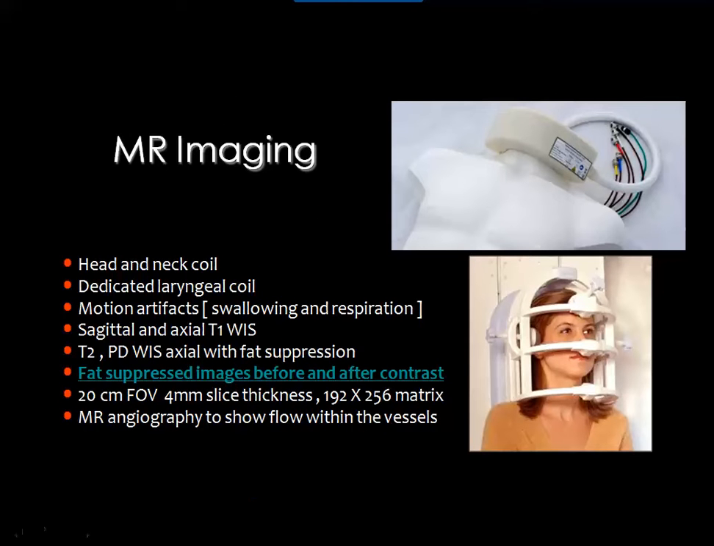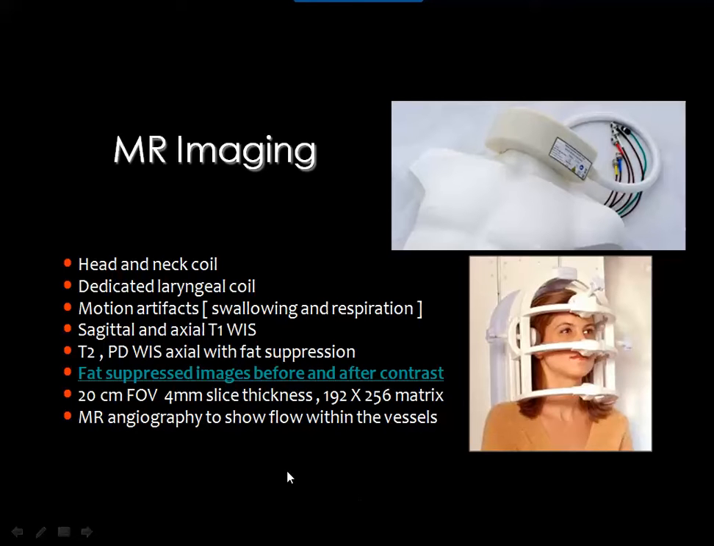By MRI, we use the head and neck coil. Sometimes we use a superficial coil which is dedicated for the larynx, and this is better for giving more laryngeal details. We use the T1 and T2 weighted images in the axial plane mainly. Then we should have sagittal and coronal scans, and if there is a lesion, we may have the fat suppressed images, especially before and after injection of contrast media.